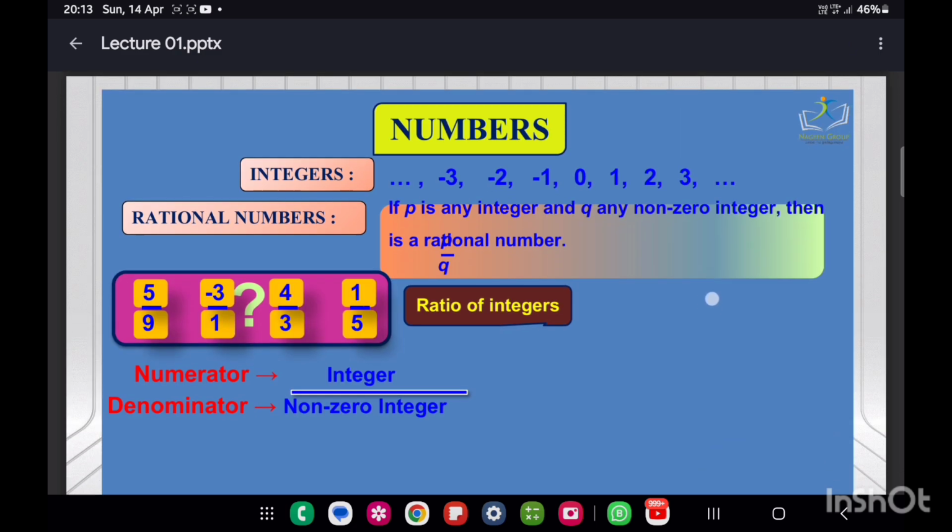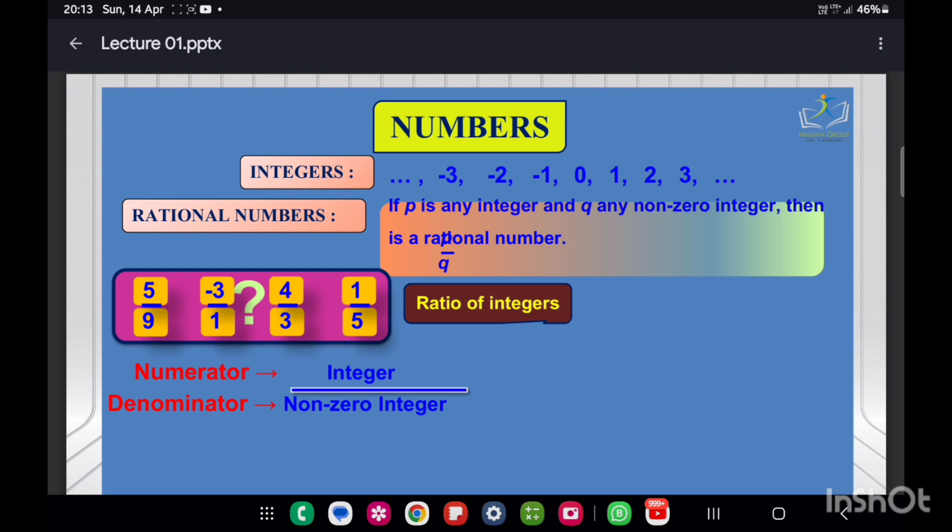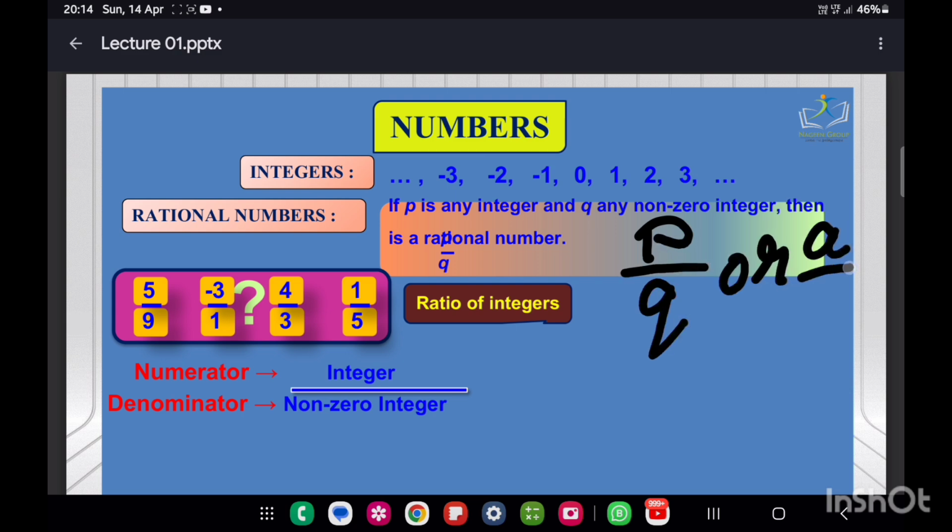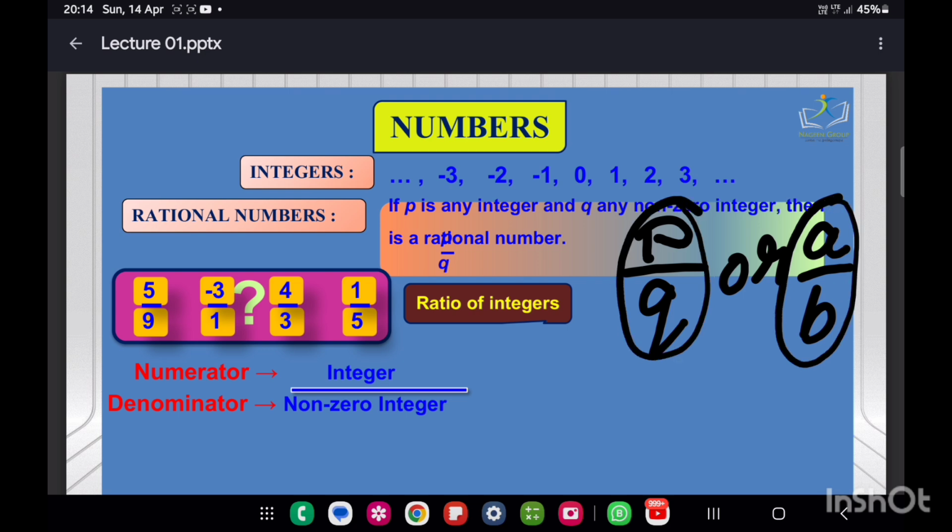Next, we will come to rational numbers. Among natural numbers and integers, we have seen rational numbers, which are of the form a by b or p by q. If p is any integer and q is a non-zero integer, then p by q is a rational number. It is known as p divided by q form or a by b form. Anything under a by b form or p by q form is known as a rational number.